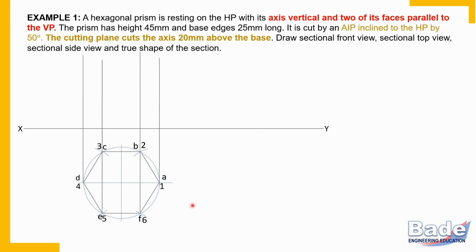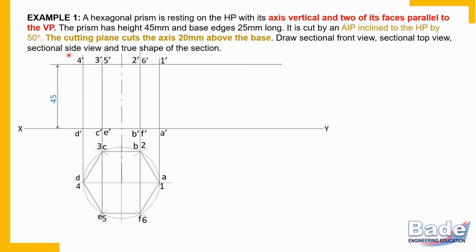So this is how, as usual, we have drawn projectors. This is projector for axis. So axis is vertical and length of the axis, height of object is nothing but length of the axis. We should measure 45 millimeters. So measure 45 millimeters vertically, and here is the top surface. So 6 base corners on XY line and 6 top corners 45 millimeters above the base. So this is how front view is over.